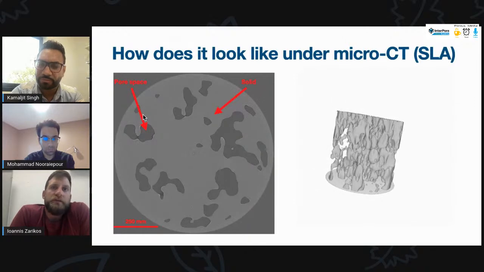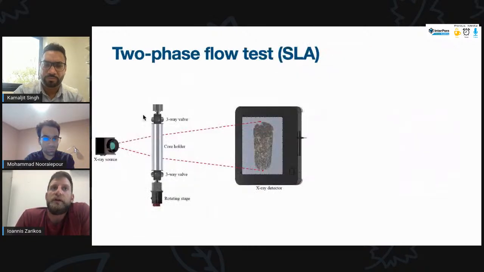And as you can see, the pore space is quite nice. And, well, we believe that this is the go-to method to make a device that can be used for multi-phase flow experiments. Now, we then decided to do a flow experiment.